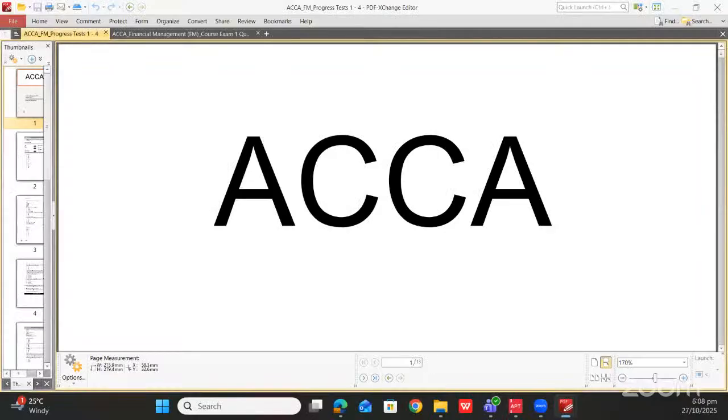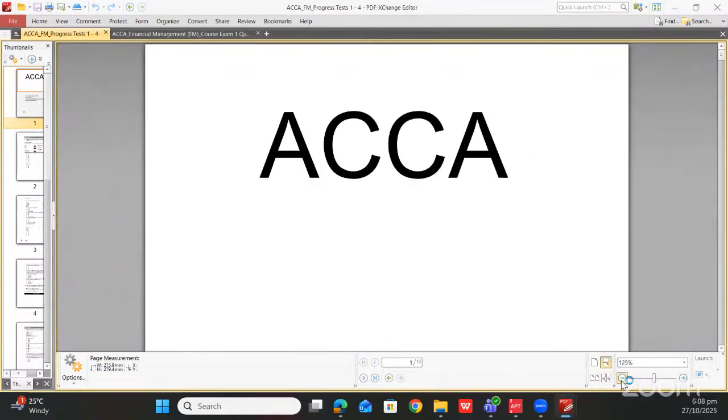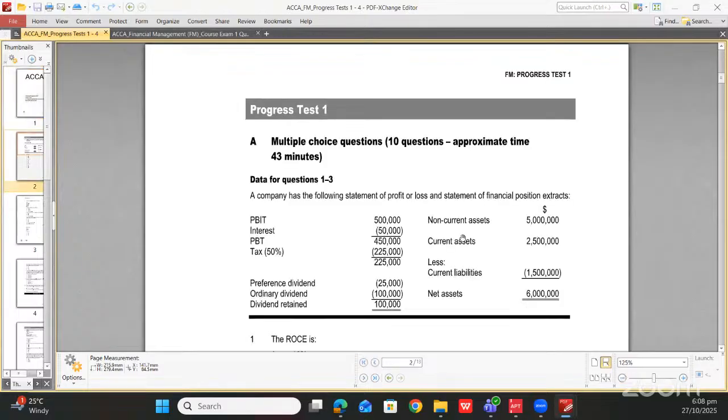So in today's revision session, we'll be covering progress test 1 to 4 and course exam 1. You all should have looked at course exam and progress test 1 to 4. We're going to be going through each of the questions, discussing, and then looking at the solutions.